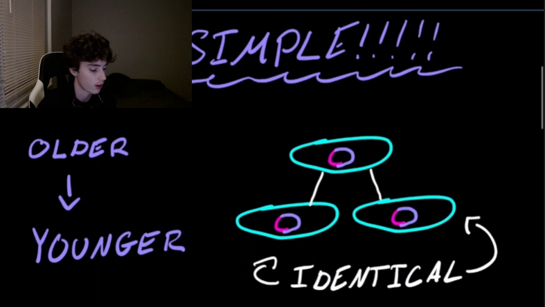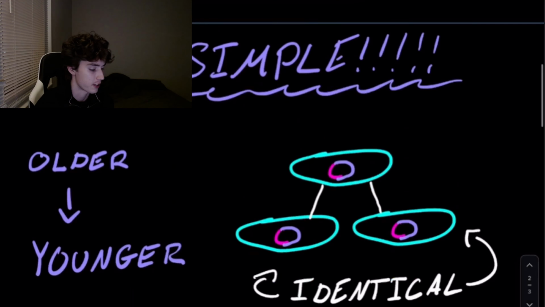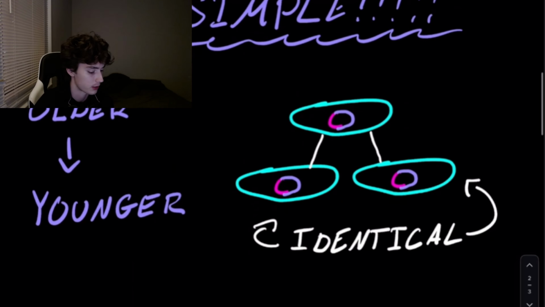So if we're doing binary fission, we have one cell. That older generation will split into two cells, both with identical DNA and genetics. Prokaryotic cells do this through binary fission, and eukaryotic cells do this through mitosis and meiosis.